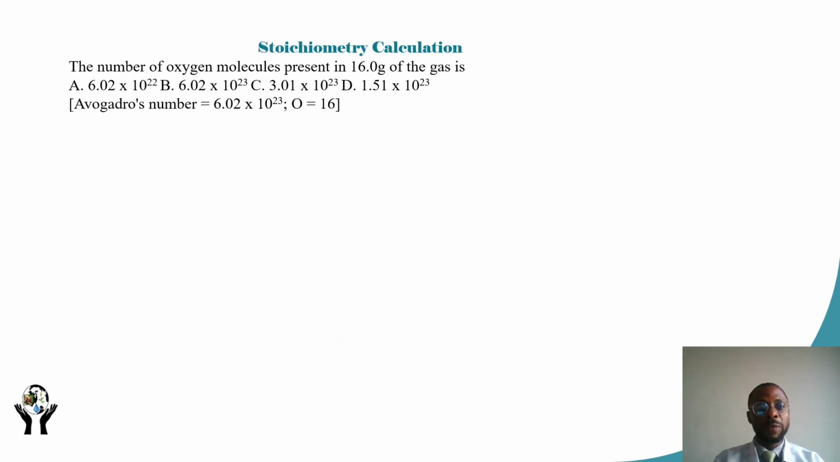This question says the number of oxygen molecules that is present in 16 grams of the gas is what? Actually, we can approach this question from 2 perspectives. So the first one is, instead of using the gram directly in that question, we can make use of the moles. We can convert that mass to mole, knowing that n equals mass over molar mass. So the mass is 16. The molar mass, don't forget, we are talking about the molecule of oxygen, and the molecule of oxygen is O2.